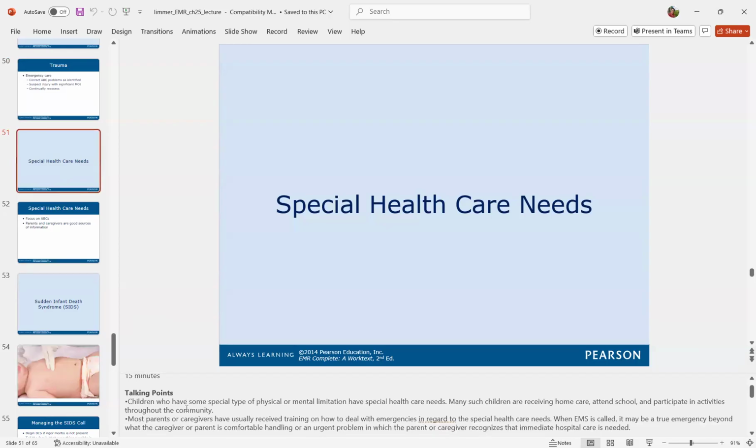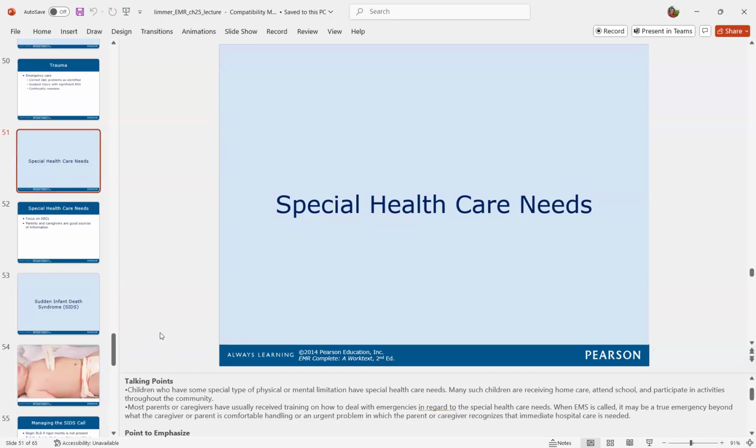Special healthcare needs. Children who have some special types of physical or mental limitations have special healthcare needs. Many of these children are receiving home care. They attend school. They participate in activities throughout the community. You'll see them around. Most parents or caregivers have usually received training on how to deal with emergencies in regard to the healthcare need that they have.